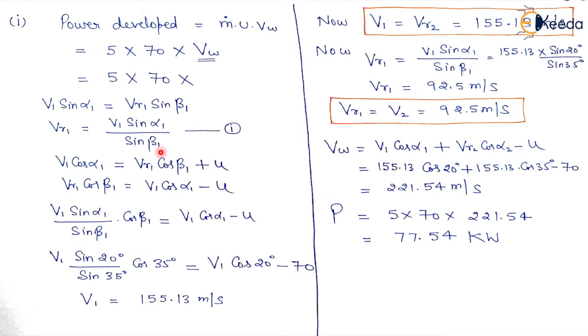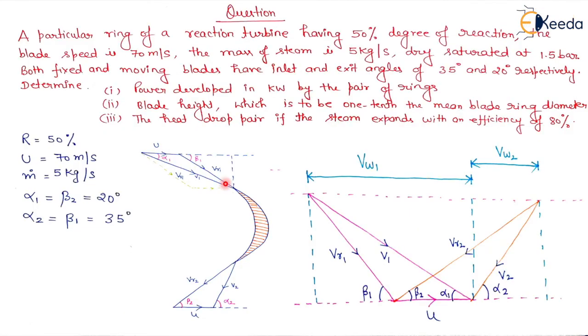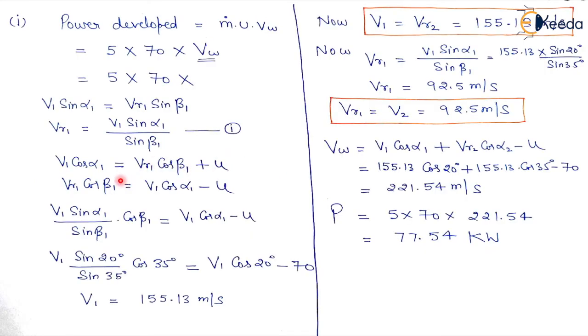Now let's see. In this case, V1 cos alpha 1 is equal to U plus VR1 cos beta 1. V1 cos alpha 1 is the horizontal component of V1 and it is equal to U plus VR1 cos beta 1. From here I can write VR1 cos beta 1 is equal to V1 cos alpha 1 minus U. Now we will put the value of VR1. So V1 sin alpha 1 by sin beta 1 into cos beta 1 is equal to V1 cos alpha 1 minus U. From this equation, I'll calculate V1.